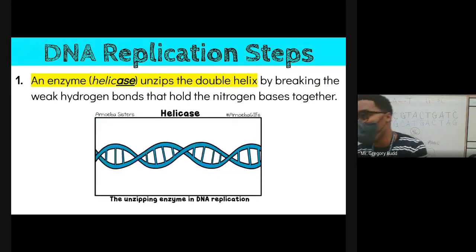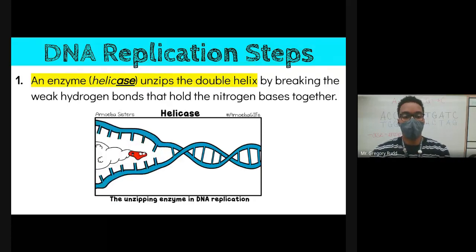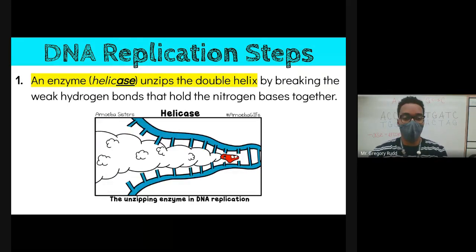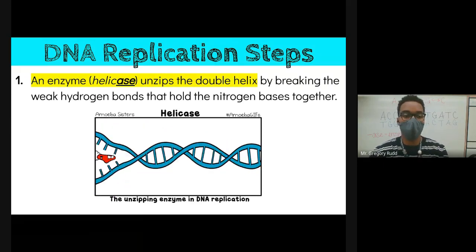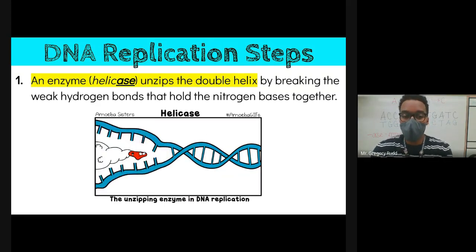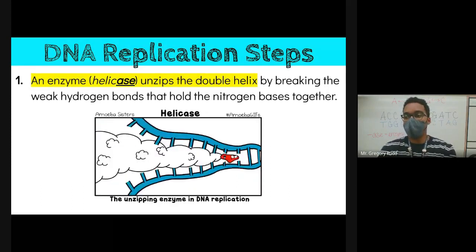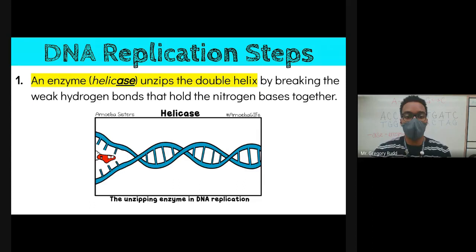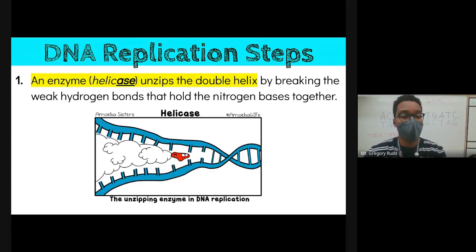So there are really 3 or 4 basic steps of DNA replication. Obviously, like I said, it's a complicated process. We could go into several other steps, but for the purposes of this class, we are going to focus on the basics. So the first part, obviously, DNA starts off as a double helix. And so therefore, it needs to be unwound before you can do anything to it. It needs to be unzipped. The enzyme that comes through and actually unzips it is called helicase.